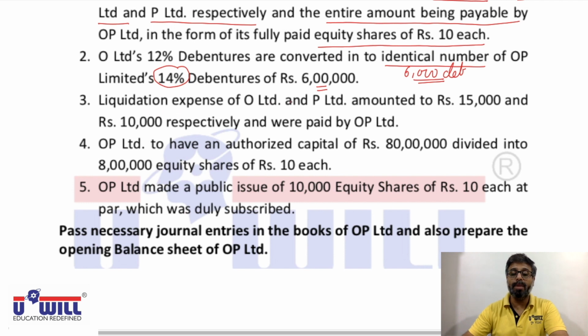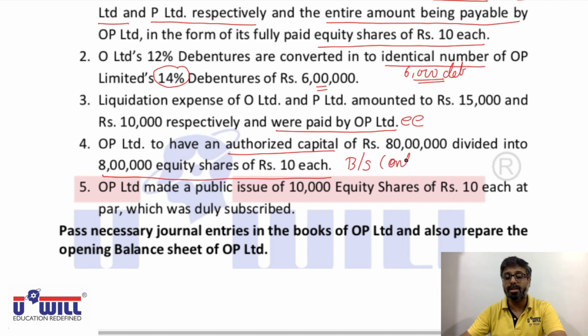Liquidation expenses of O Limited and P Limited amounted to rupees 15,000 and 10,000 respectively, and, underline, were paid by OP Limited. Since OP Limited, the transferee company, is paying it, the entry will come only in the books of the transferee company. OP Limited is to have an authorized capital of rupees 80 lakhs divided into 8 lakh equity shares of rupees 10 each. This will simply come in the balance sheet. That's it. No other relevance. Only in the balance sheet, otherwise no other relevance in the journal entries.